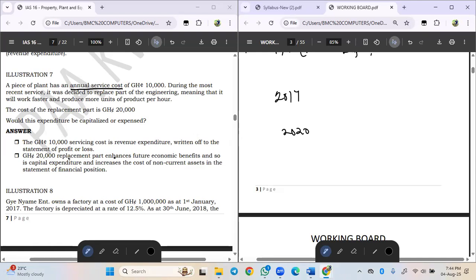You cannot just add the 20,000 to the cost of the asset in 2017, because the subsequent expenditure happened in 2020. You have to determine the carrying amount as at the date that the subsequent expenditure occurred. So we are going to take an illustration on that, and you will appreciate what I was trying to explain.